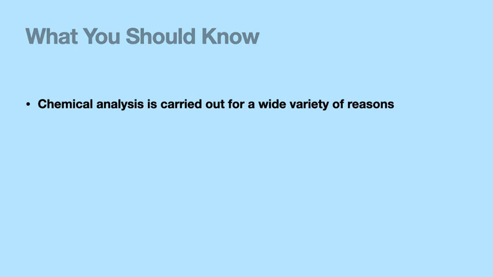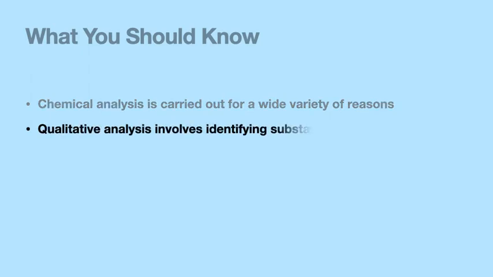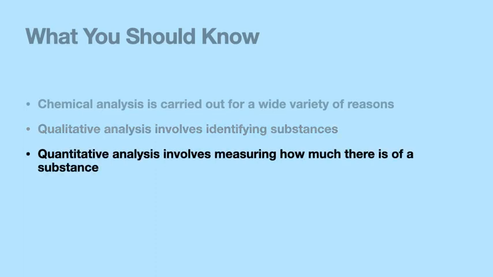In the last video we saw that chemical analysis is carried out for a variety of reasons. Maybe checking pollution levels, or in forensics, or analysing the contents of minerals, that sort of thing. We said that qualitative analysis is about identifying what substances you've got. We compared that with quantitative analysis, which is about measuring how much of a substance you've got.